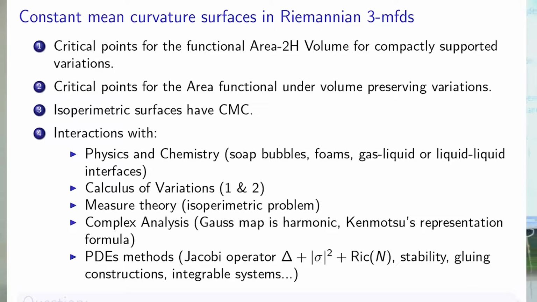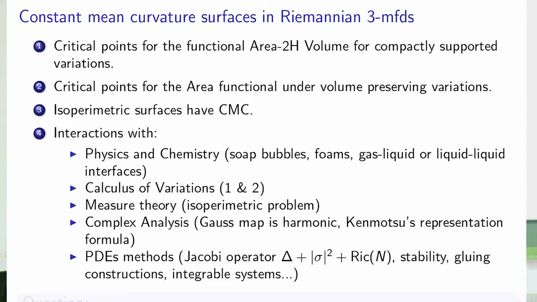Can be viewed as critical points for the functional that you see there. You give me one real number h, and then I think of h as a mean curvature value, and then I consider the functional area minus twice h times volume, and then critical points for this functional for compactly supported variations, normal variations, are surfaces of constant mean curvature h.